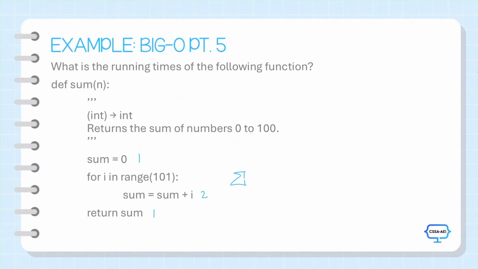How many times is this getting summed up? We're going from 0 to 100, 2, which is going to be 2 plus 2 plus so on, 100 times, 101 times, which is 2 times 101, 202 operations. If we add these two here, that's going to be 204 operations.